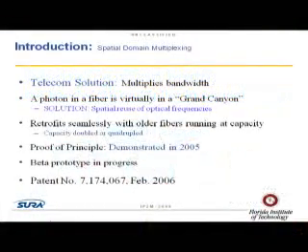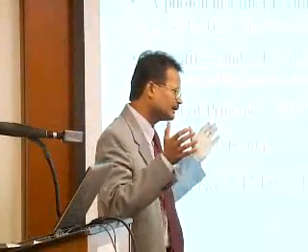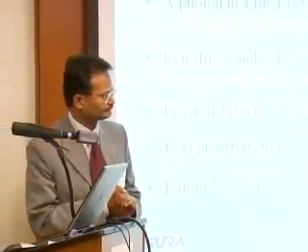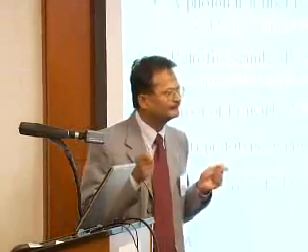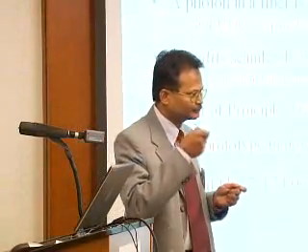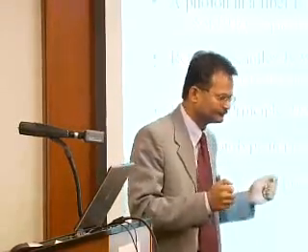So what is spatial domain multiplexing? It is a telecom solution that can multiply the bandwidth of systems. The vision behind it is that when a photon enters a fiber, from the perspective of the photon, it is effectively in the Grand Canyon. So why can't we use the rest of the space? If we can do that, then we should be able to do the spatial reuse of optical frequencies.